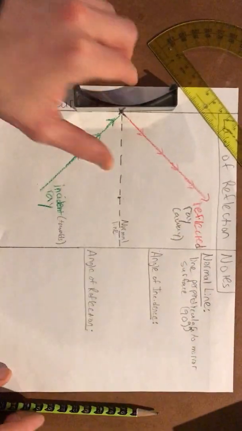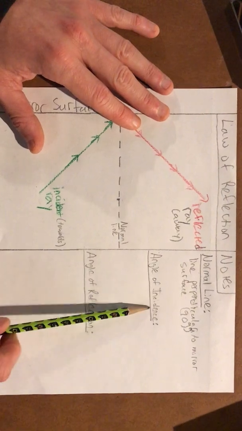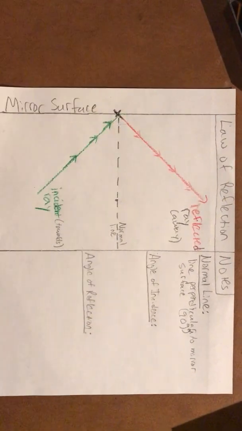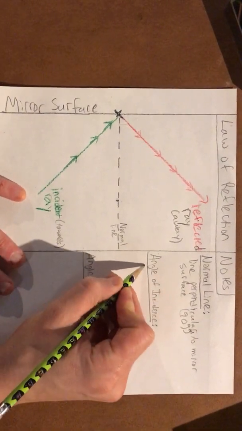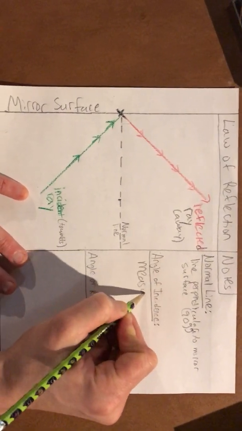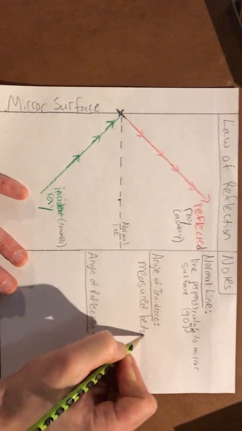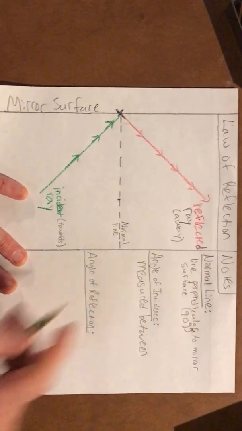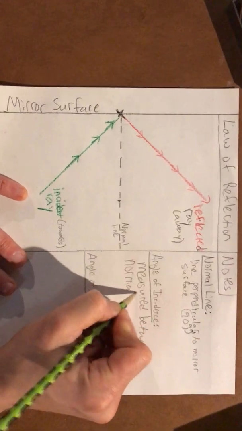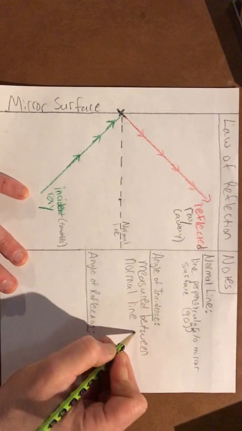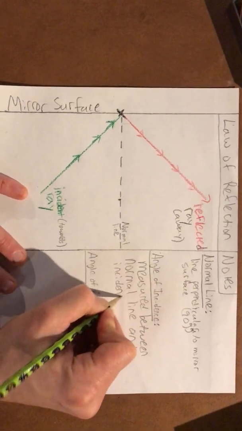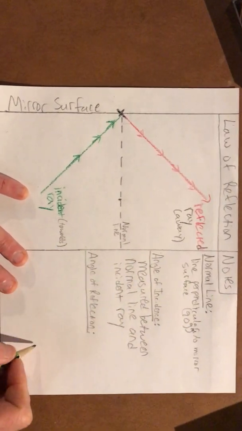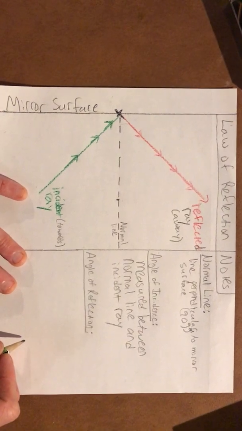And so we're going to start measuring angles. All right, there's two angles that you need to know: angle of incidence and angle of reflection. So the angle of incidence, we need to know how to measure that. It is measured between two lines. Measured between the normal line and the incident ray.